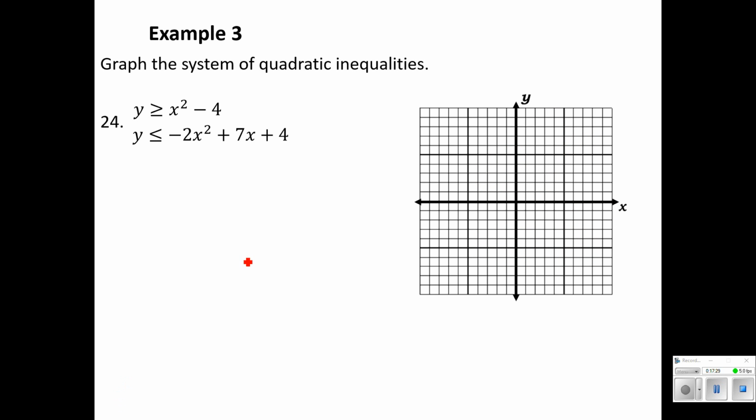Example 3, graph the system of quadratic inequalities. Well, let's start with the first one. y is greater than or equal to x squared minus 4. Down at minus 4. And then using a table of values, we could construct that parabola. It's greater than or equal to, so we use a solid graph. I take my time on this tablet here and try to make it as nice as possible.